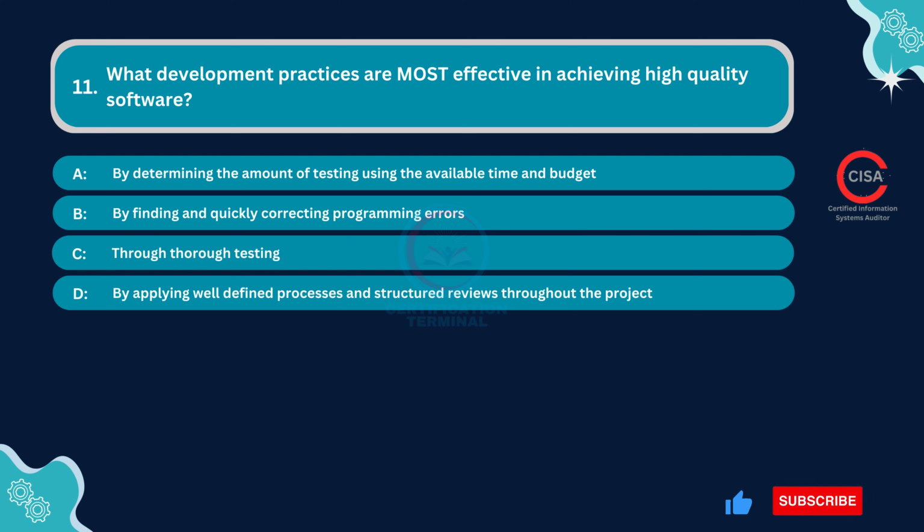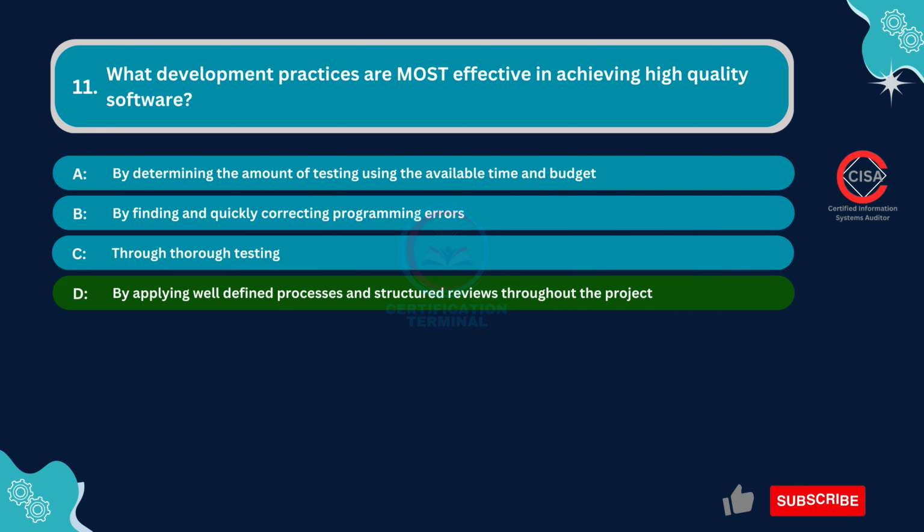The correct answer is Option D, by applying well-defined processes and structured reviews throughout the project. Well-defined processes establish a clear roadmap for development, ensuring tasks are completed in a logical and organized manner. This reduces the risk of errors and omissions.